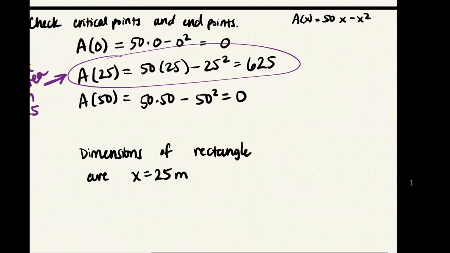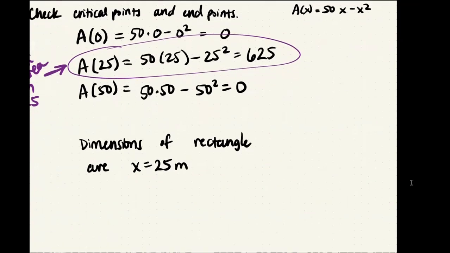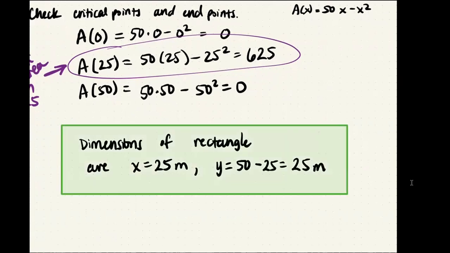And I know the units from the original statement of the problem. We were told the perimeter was 100 meters. So I know that my sides are in units of meters. So when x is 25, and y we found was 50 minus x, but I know that x is 25, so this is 50 minus 25. So y is 25 meters. This is the answer to the problem. I was asked for the dimensions, and so my answer should give the dimensions. Okay, that's it for this example. Let me know if you have any questions.